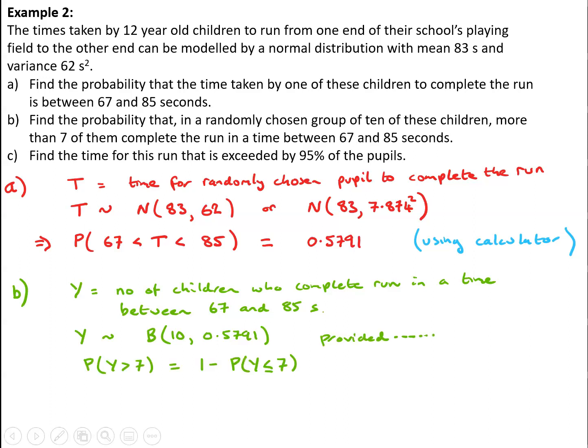Now, the probability that y is more than 7 is 1 minus the probability that y is less than or equal to 7. And if we use the binomial probability calculator, then we obtain that as being 1 minus 0.8641, which gives me a probability of 0.1359.